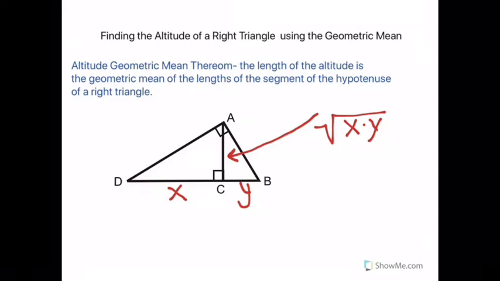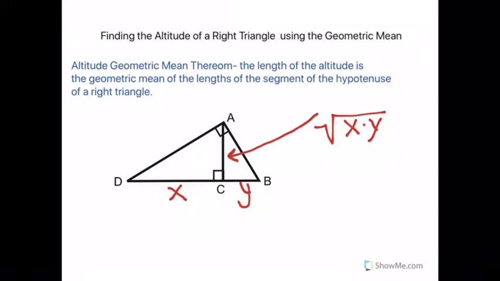This idea comes from the fact that when we draw an altitude to the hypotenuse of a right triangle, it divides this triangle into two triangles that are similar to each other and to the original triangle. So we have this triangle over here, triangle 1, and then triangle 2, and the whole triangle is triangle 3, and they're all similar to each other once we draw in that altitude.